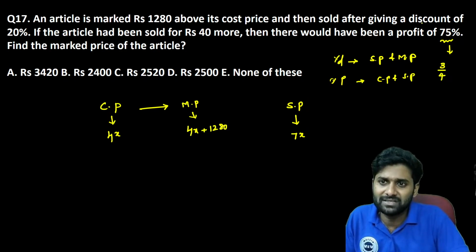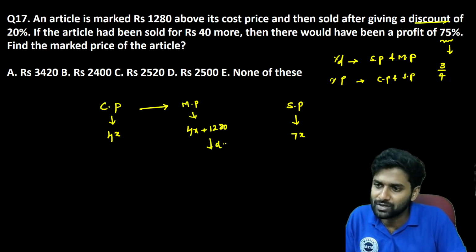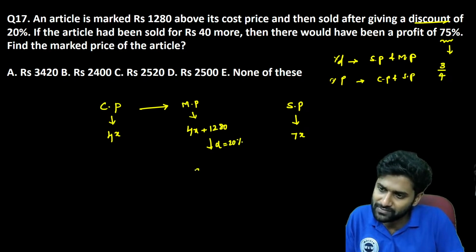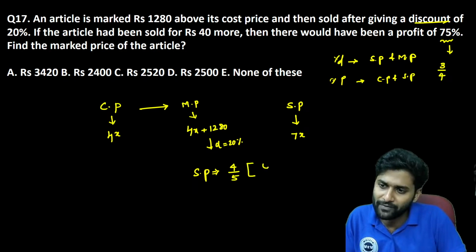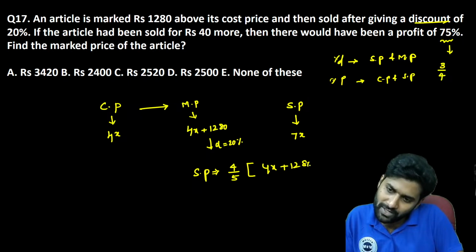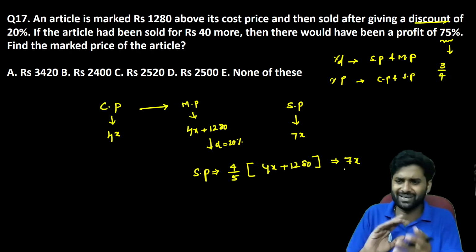They clearly mention that they are allowing a discount of 20%. If allowing a discount of 20%, what about the selling price? Selling price becomes exactly equal to 80%, meaning 4 by 5th of 4x plus 1280. And here you already know that the selling price is 7x. Try to equate it and you will get the x value.